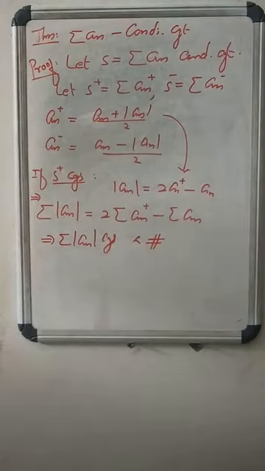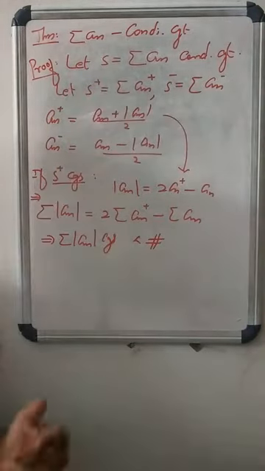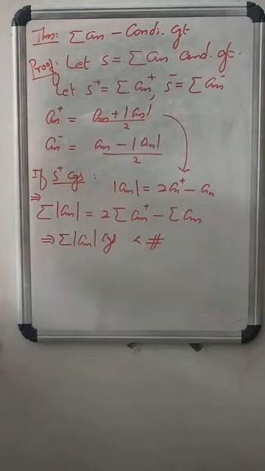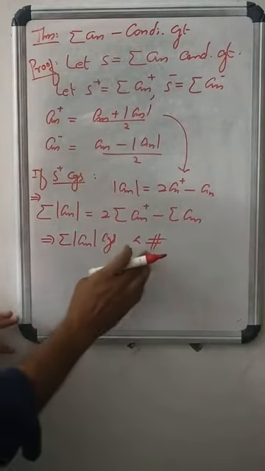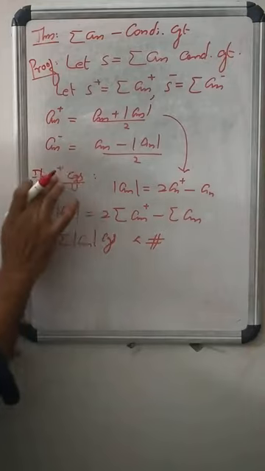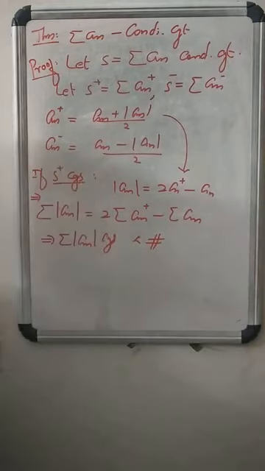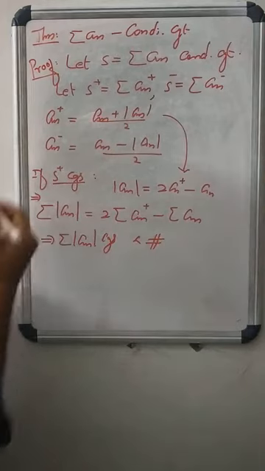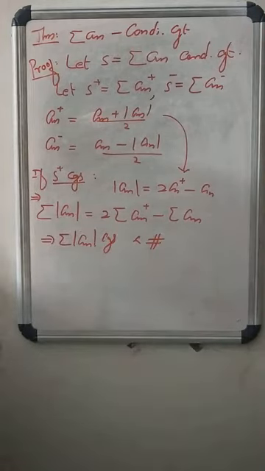Why? It is given that sigma an is conditionally convergent, so it is clear that sigma mod an diverges. So that is a contradiction. This contradiction is due to our assumption. Therefore S plus does not converge, which means it diverges. Similarly, you can prove that S minus also diverges.